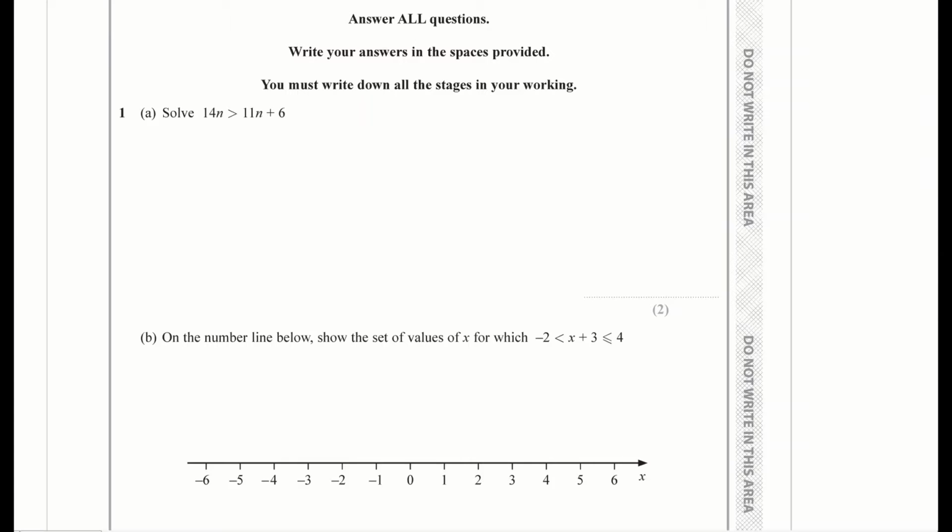Question 1A, solve 4n greater than 11n plus 6. So what I'm going to do here is first of all take away 11n from both sides. I'm basically isolating the n's on the left and the constants, the numbers, on the right. So in order to do that, I'm taking 11n away from both sides.